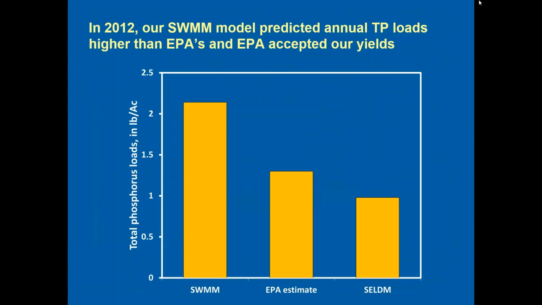In 2012, the SWMM model predicted our total phosphorus loading to be 2.14 pounds per acre of impervious surface area per year. This loading rate was higher than the EPA's calculation using the simple method to estimate annual loads, which were about 1.3 pounds per acre of impervious surface per year. To reconcile this discrepancy, MassDOT worked with the SELDM model, which calculated the long-term average to be even lower at 0.98 pounds per acre of impervious surface area per year.